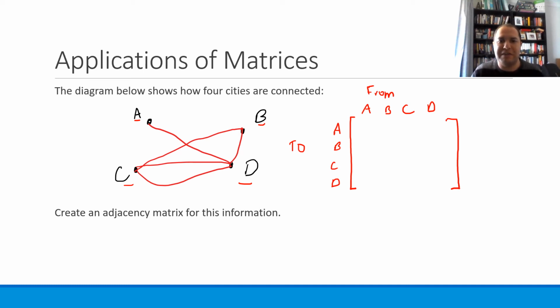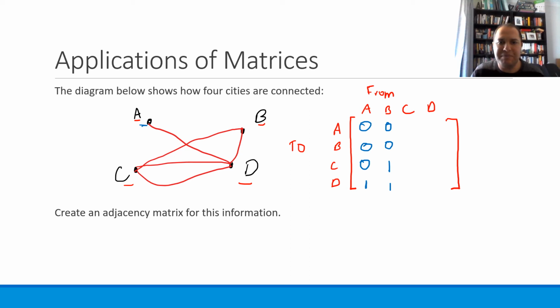Looking at our matrix, going from A to A, there are no paths. What about going from A to B? There are no paths again. From A to C, there are no paths either. There is one path from A to D. Then we continue working through our columns. From city B to city A, there are no connections. From B to B, there are none either. From B to C, there is one connection, and from B to D, there is one connection as well.